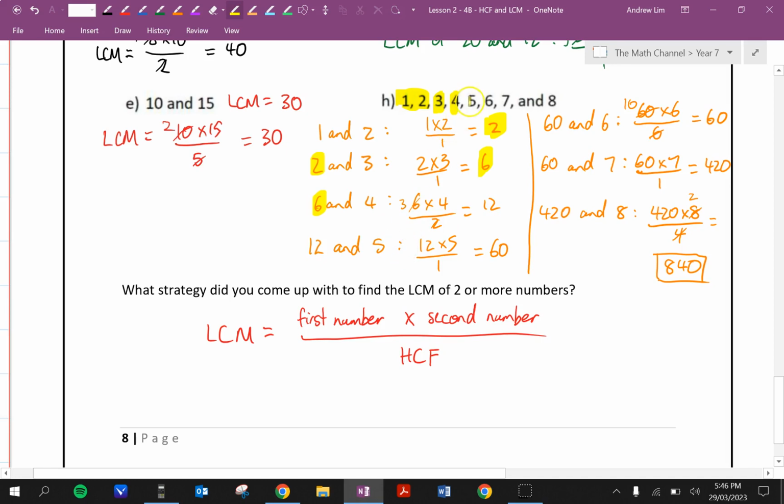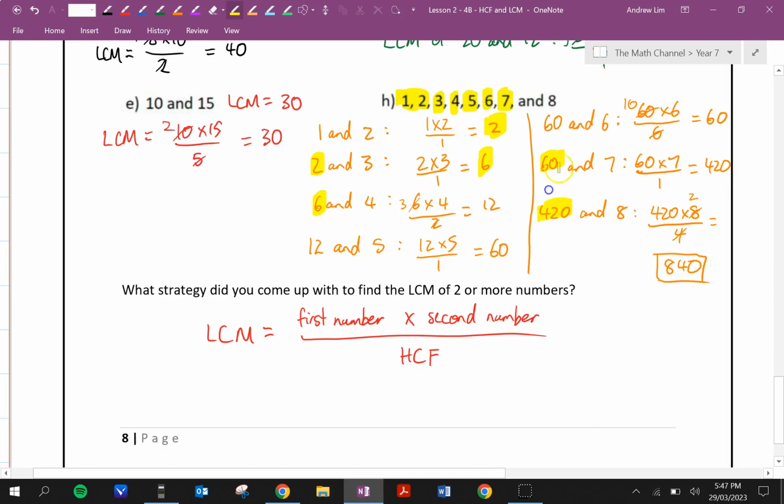12 and 5. Next number. 12 times 5 divided by 1 because they don't have any other numbers that they're both divisible by. So that's 60. So now we're using 60 and 6. Lowest common multiple of 60 and 6. 60 times 6 divided by the highest common factor, which is 6. 10 times 6 is 60. So we're still using 60. And the next number, 7. 60 times 7 divided by the biggest number they're both divisible by, which is just 1, 420.